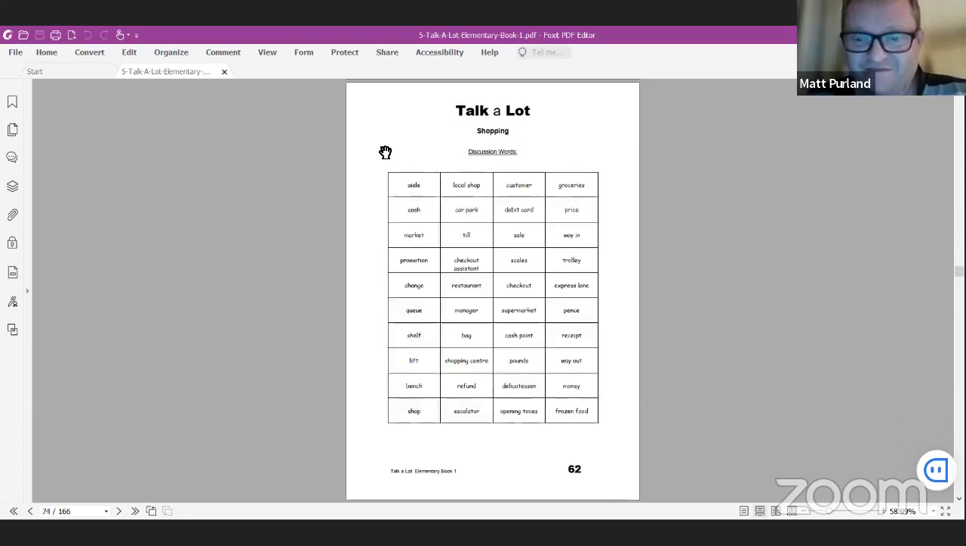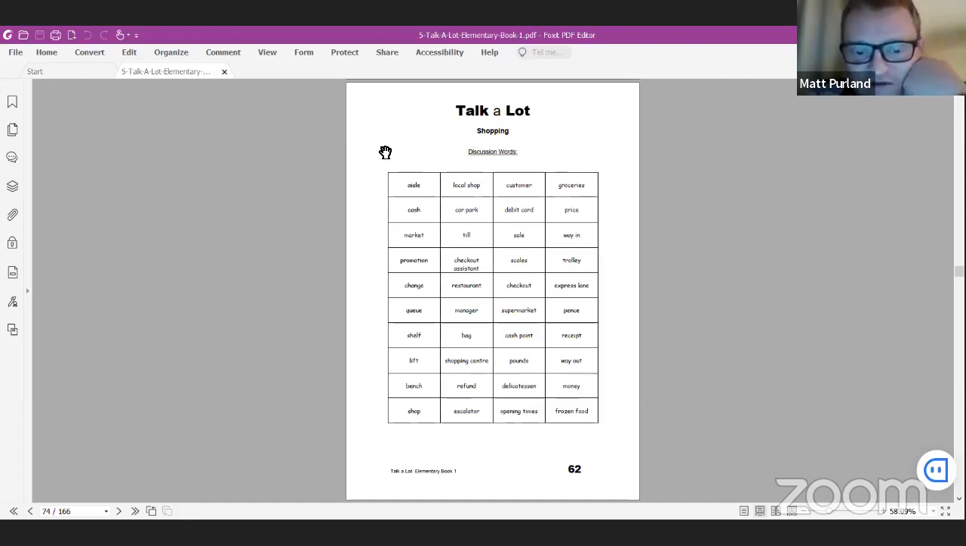This is the activity that really takes the time up. It's called discussion words. And the idea here is you print it out, ideally on a piece of card, like a thin piece of card. You cut up the cards, put them on the table face down with a group or with a pair of students or with an individual student if you're doing an individual lesson.